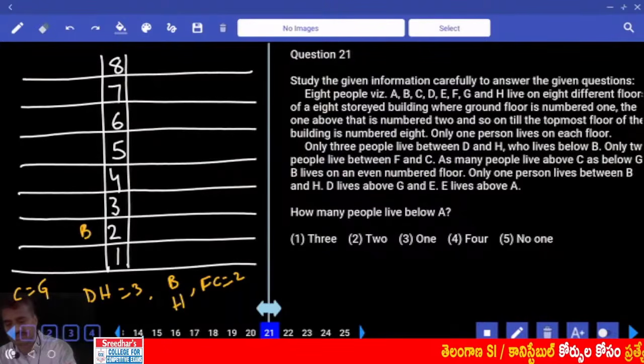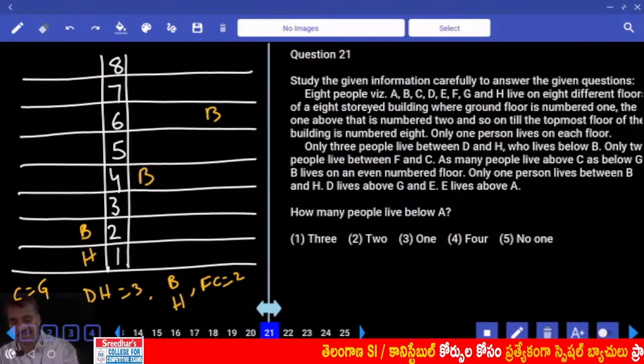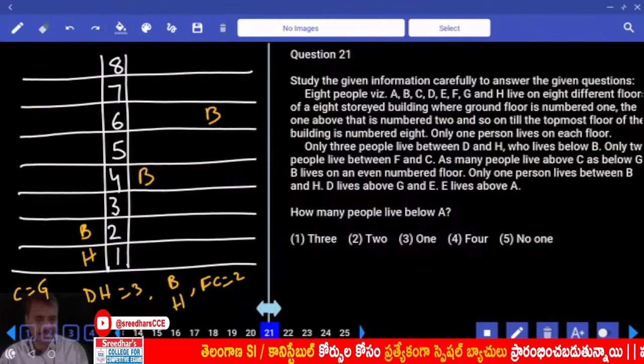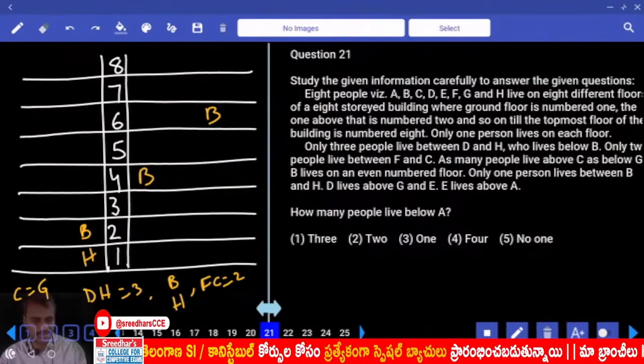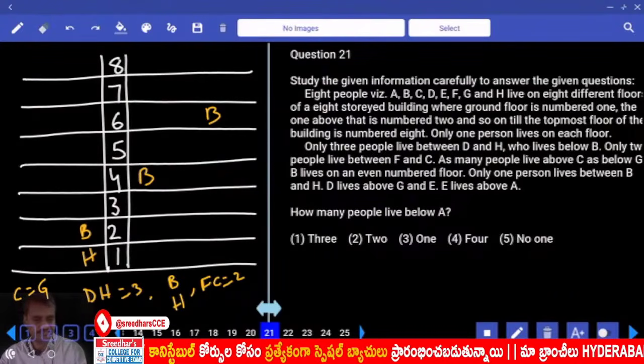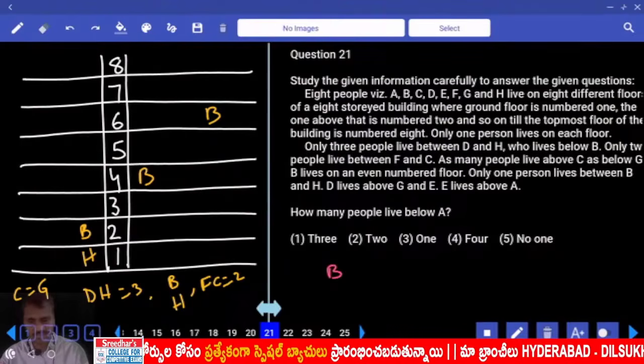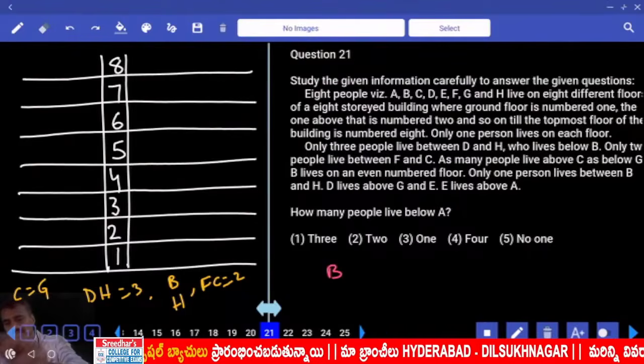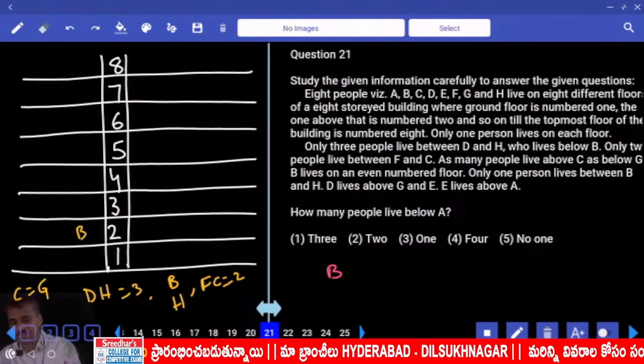How many possibilities? B is here, H is here. Now B can be here, B can be here, isn't it? Now we have n number of possibilities for this. And D lives between G and E. Only one in between B and H. Now only one between B and H. Now in this case it is not possible. B cannot be at this place.